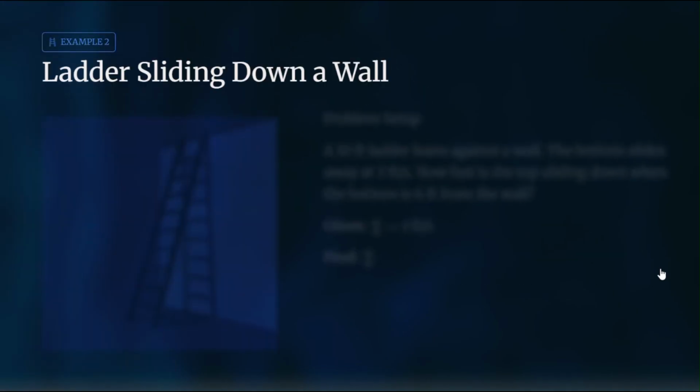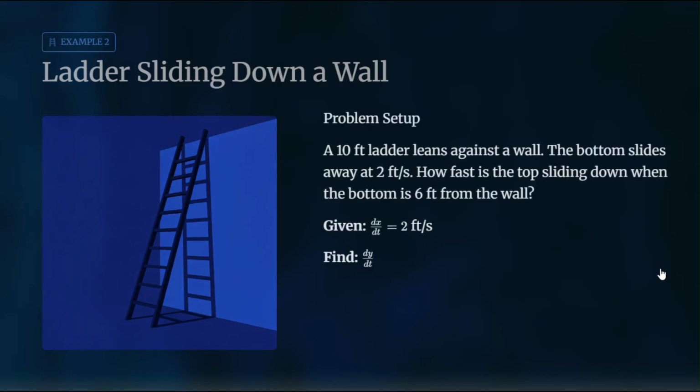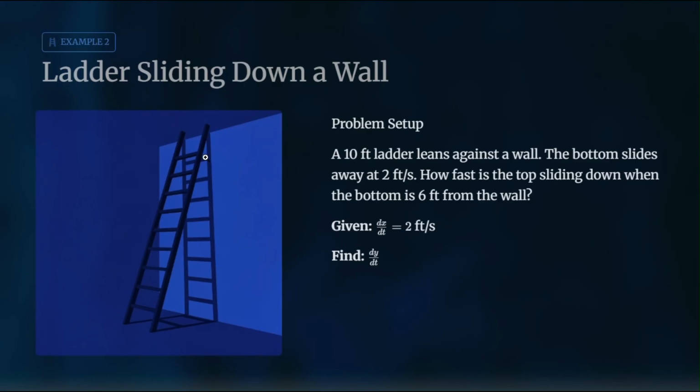In this next example, we have a ladder sliding down a wall. A 10-foot ladder leans against a wall. The bottom slides away at 2 feet per second. How fast is the top sliding down when the bottom is 6 feet from the wall? So in this case, we have a right triangle. So my hypotenuse is 10. We're looking at how fast the top is sliding down when the bottom is 6 feet from the wall. So that will be our x. And using the Pythagorean theorem, we can find y, or the height on the wall.